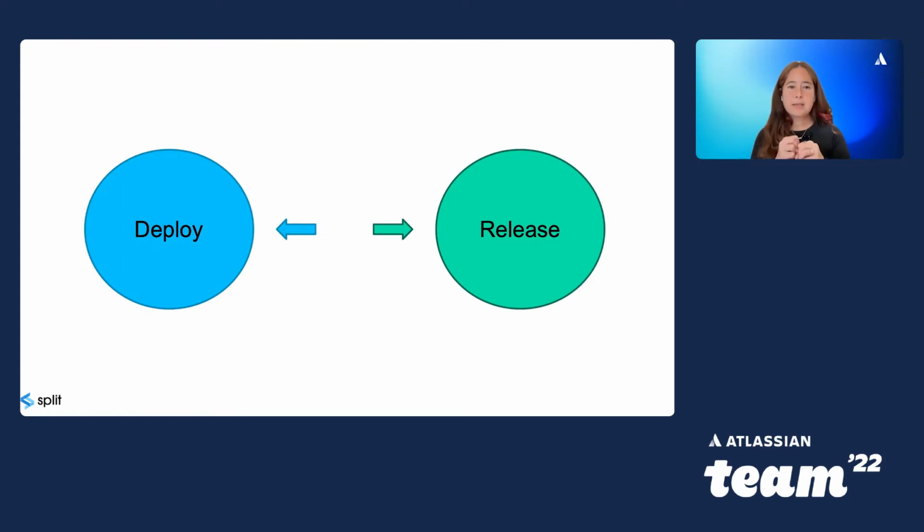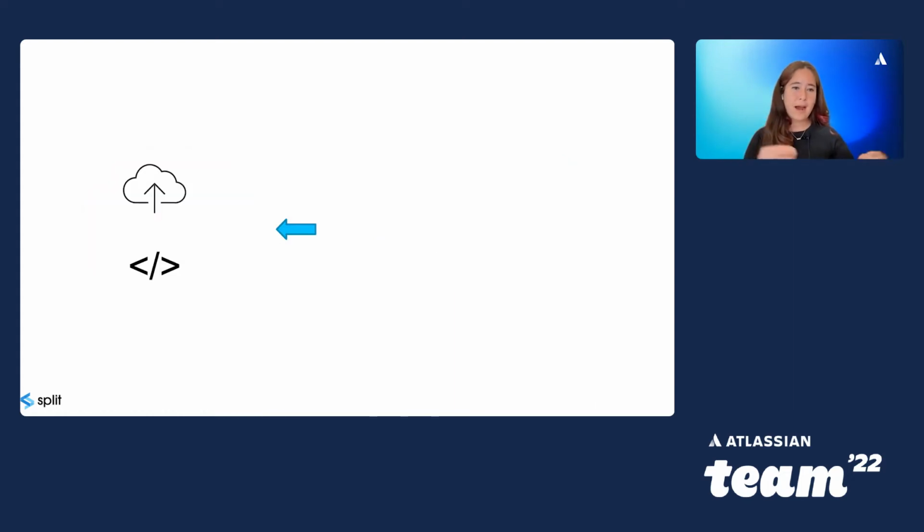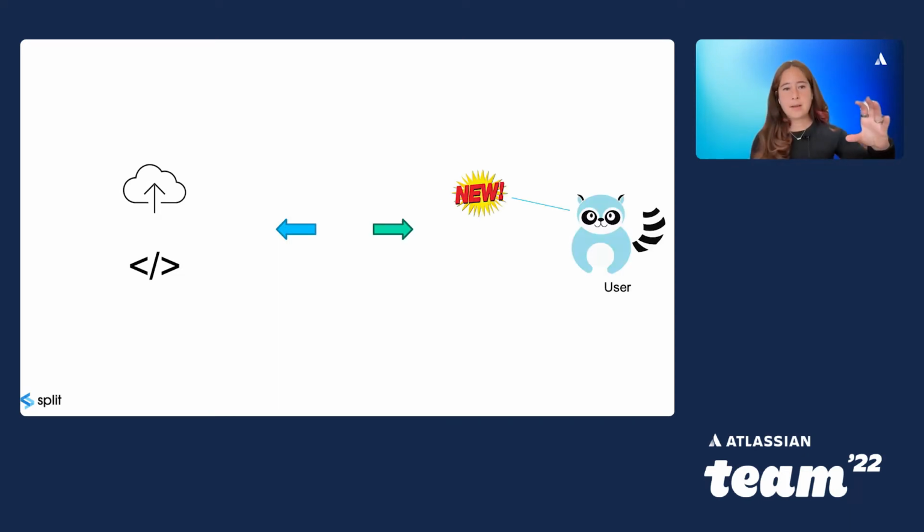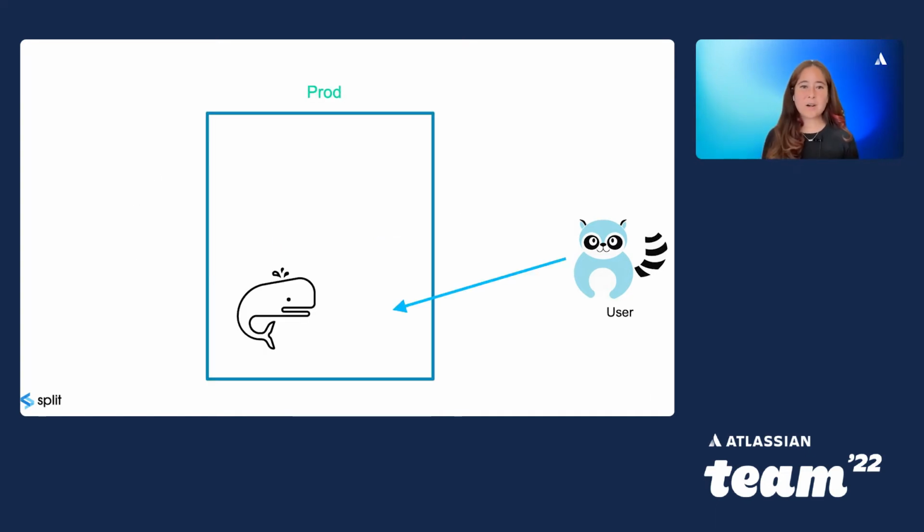So basically, this is around separating deploy from release. And what I mean by that is separating when you actually take your code and push it to the cloud, and allowing that to happen at a different time from when the user sees a new feature or new UI, or gets the actual changes. So how does this work?